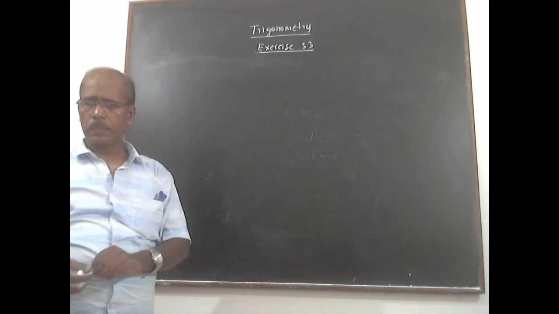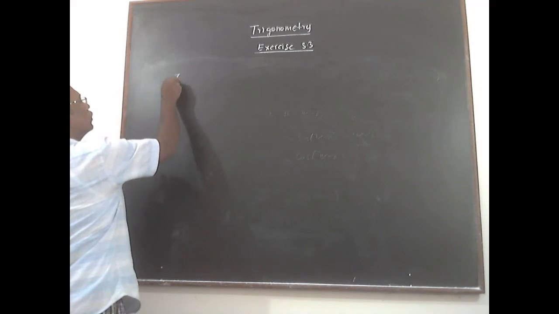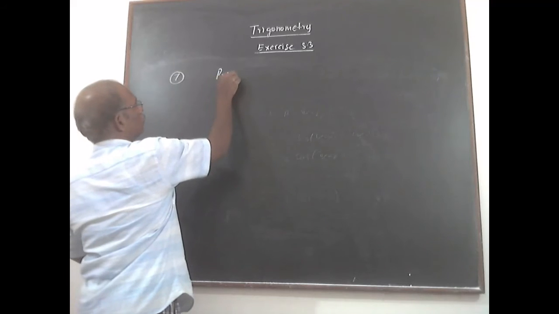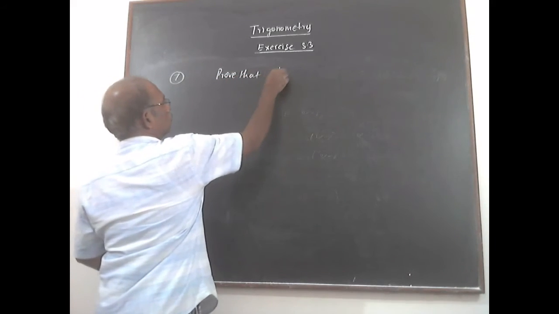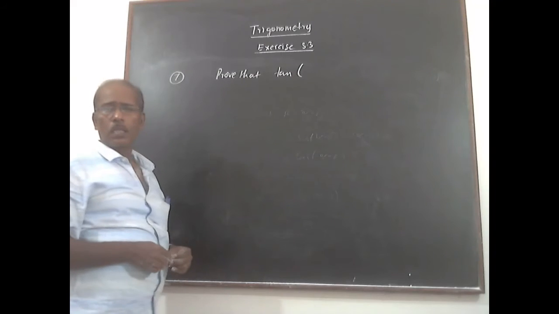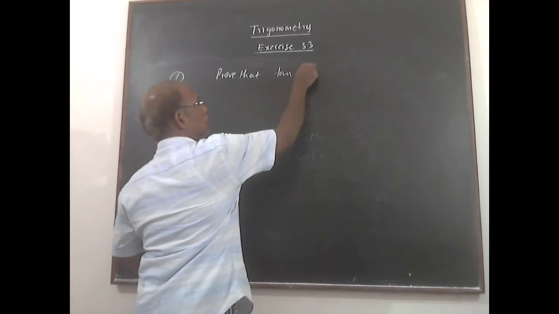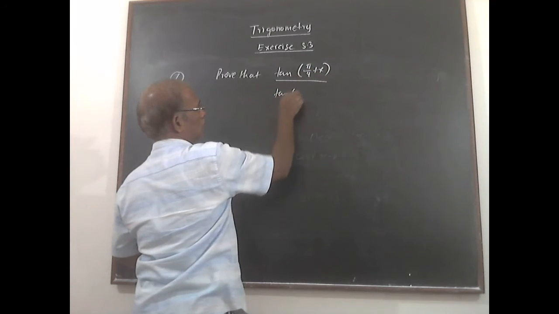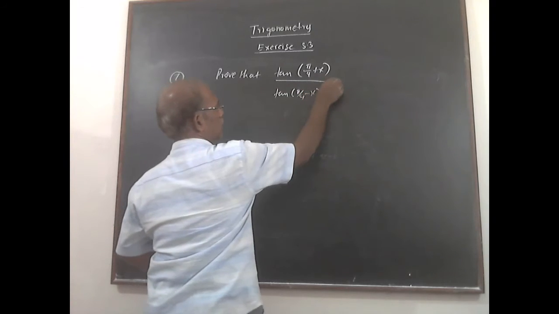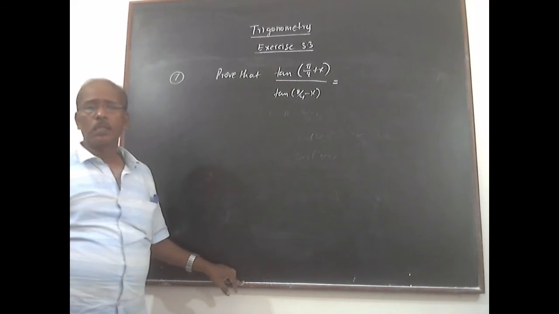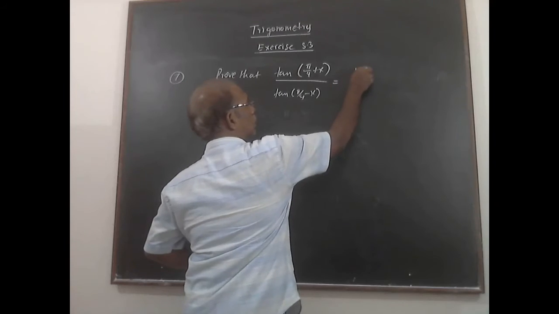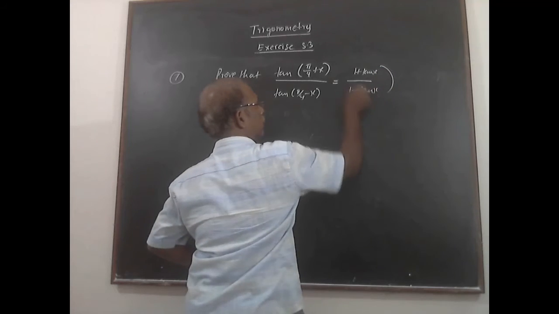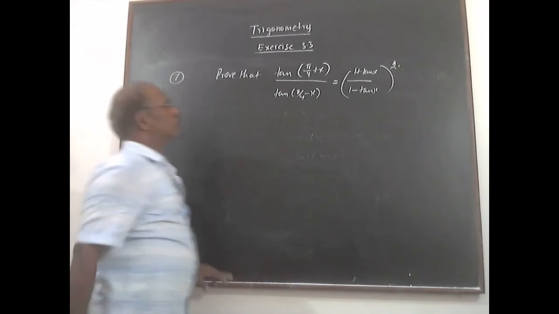Question number 7. And prove that tan of (pi by 4 plus x) divided by tan of (pi by 4 minus x) is (1 plus tan x by 1 minus tan x) the whole square. And proof.